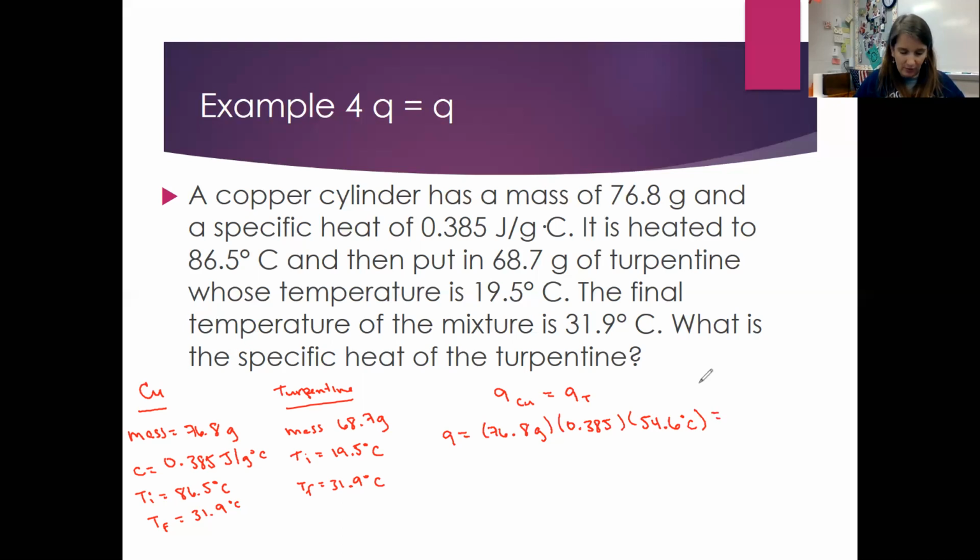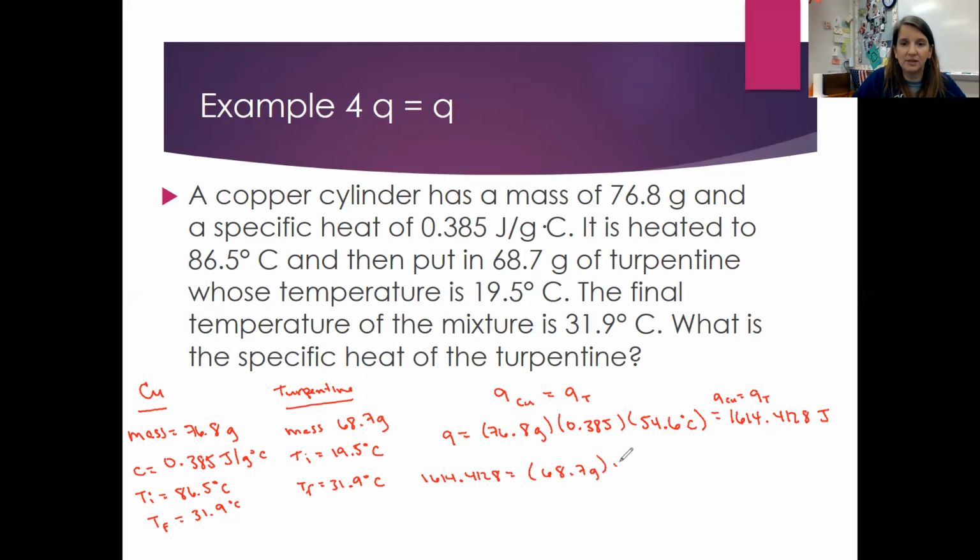So that means 76.8 times 0.385 times 54.6 is going to equal 1614.4128. I'm not going to worry about sig figs until the very end. Now that's the heat that was lost by the copper, but remember Q equals Q. So this is now the Q of the turpentine as well, okay? Because of Q equals Q. So we can plug this into a second Q equals mcΔT calculation, 1614.4128 is equal to our mass of our turpentine now, 68.7 grams.